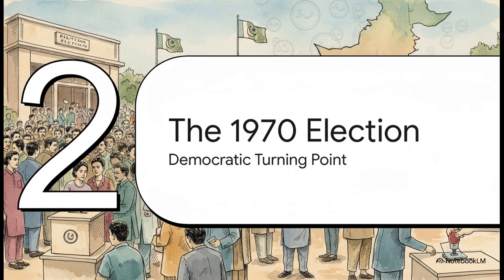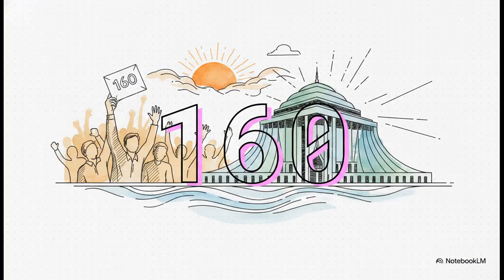Which brings us right to part two, the democratic turning point of the 1970 election. The results of this 1970 election are absolutely critical to the whole story. Sheikh Mujibur Rahman's Awami League won a staggering, absolute landslide victory. They took 160 out of the 162 available seats in East Pakistan. I mean, that is massive. It didn't just give them regional power, it gave the Awami League an absolute majority in Pakistan's National Assembly. They had an undeniable, crystal-clear democratic mandate to form the national government.